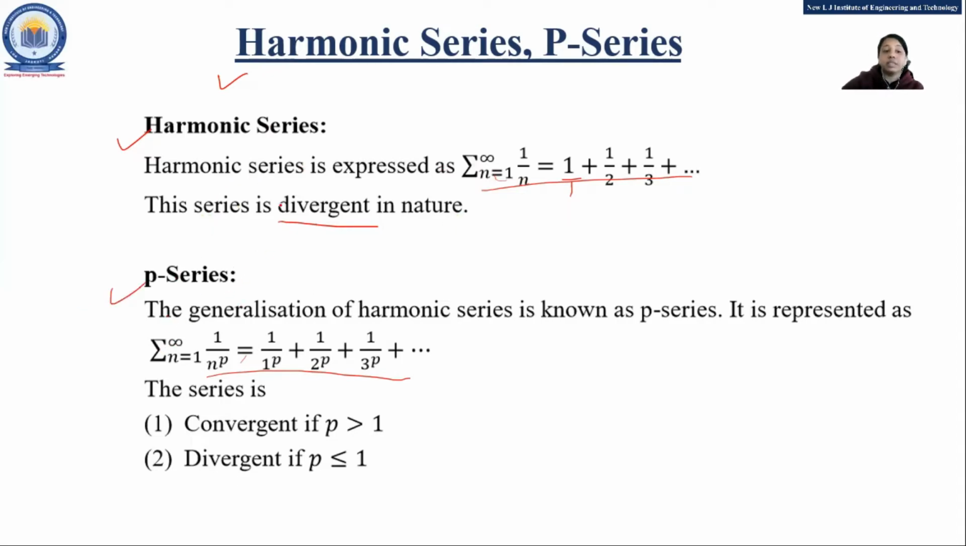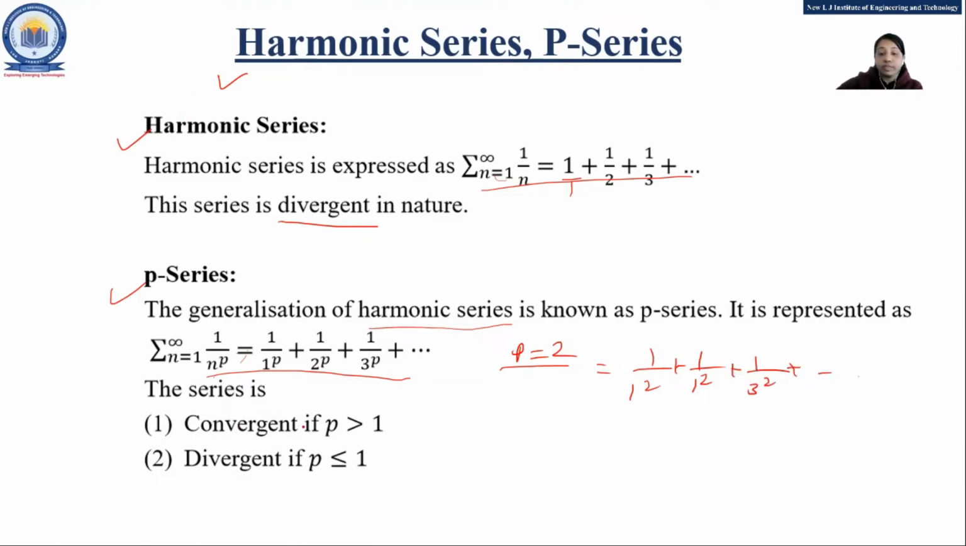P series. The P series is a generalization of the harmonic series. It is represented as summation of 1 upon n raised to p, that is 1 upon 1 raised to p, 1 upon 2 raised to p, 1 upon 3 raised to p. Suppose p equal to 2. What type of series will you get? 1 upon 1 square plus 1 upon 2 square plus 1 upon 3 square, like this.